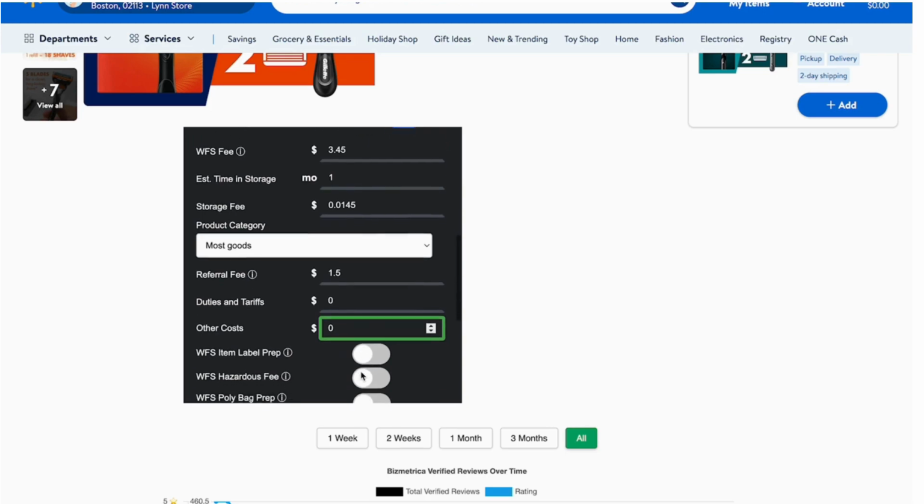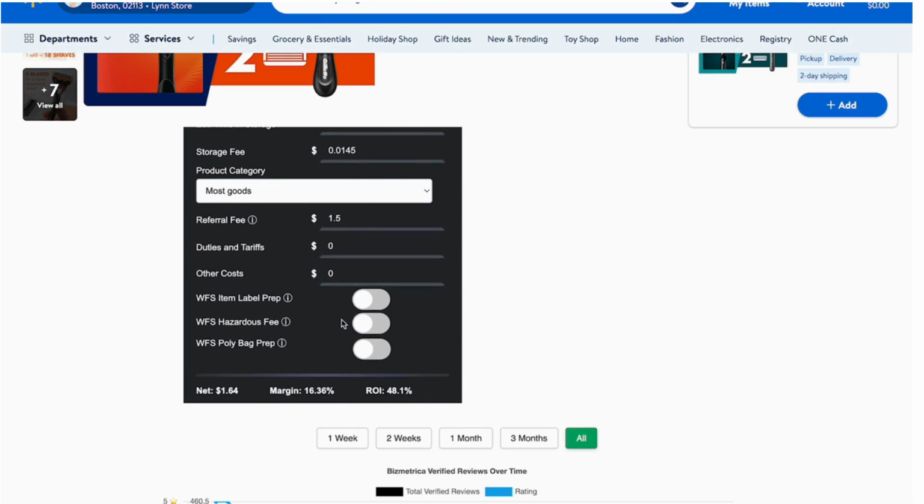Further down, we see 3 toggles, which are additional charges if you want to use those services only while storing and shipping your products to customers using Walmart Fulfillment Services. WFS item label prep indicates a fee for placing a UPC on every product. If you send products without a UPC into Walmart warehouses, they can add it for you. Most suppliers or distributors place the UPC on the product, but in case they don't and you don't have time to do it yourself, then Walmart provides that service at a cost of 45 cents at the time of this recording.